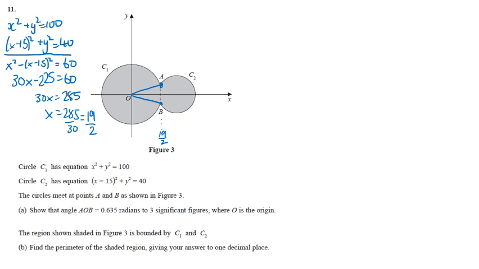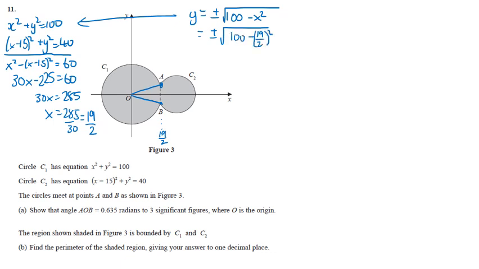If we substitute that back into the first equation, we get that y is equal to plus or minus the square root of 100 minus x squared. So plus or minus the square root of 100 minus (19 over 2) squared, and that gives plus or minus root 39 over 2. So root 39 over 2 is A, and minus root 39 over 2 is point B.